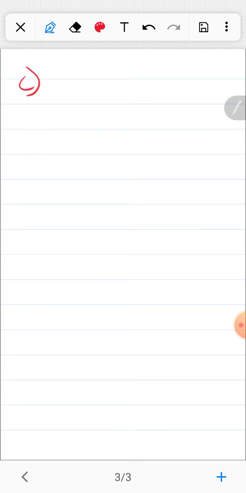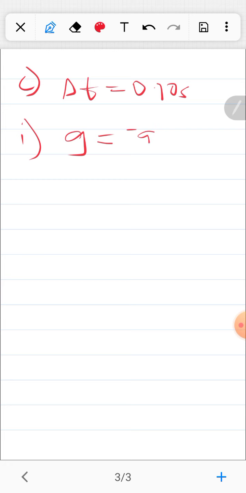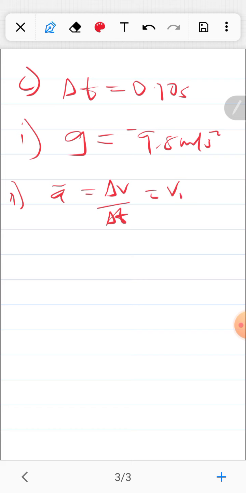Part C, if the ball is in contact with the floor, now they're giving me the time is 0.1 seconds. Determine its acceleration on the way down. Now acceleration on the way down is acceleration due to gravity, and I know that that's negative 9.8 meters per second squared. While it is in contact with the floor, I know that acceleration by definition is change in velocity divided by the time. Change in velocity is v1 minus v0, divided by time.